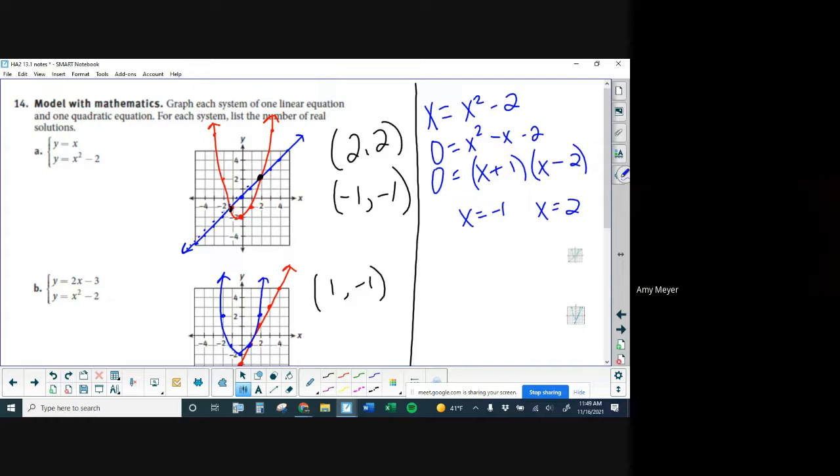Is this my answer? Negative 1, 2? No, look closely. That's x equals and x equals. So x is negative 1. I have another x that's equal to 2. How do I get the y coordinate? I plug this x into either equation because it should match for both. So plug it into the easier one. X is equal to y. Same answer algebraically.